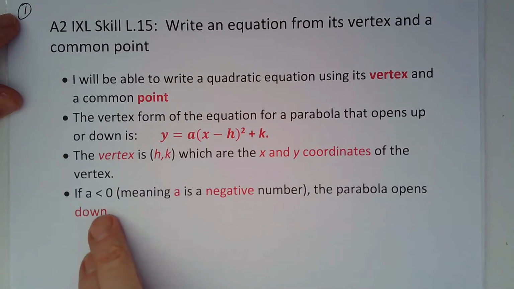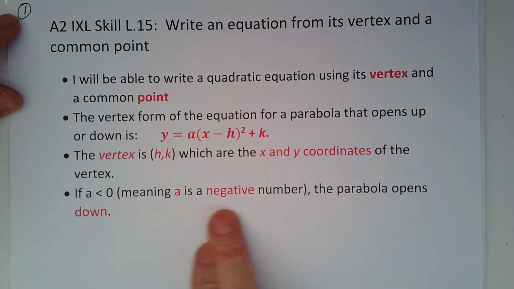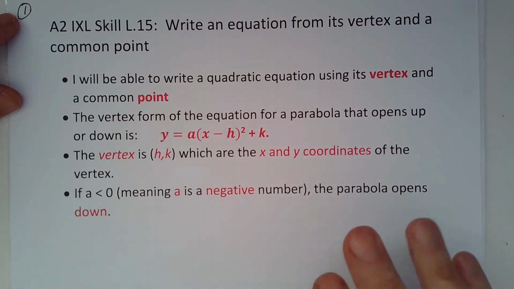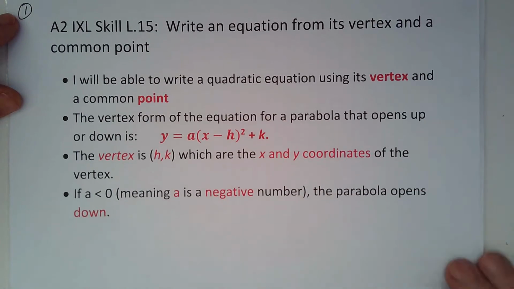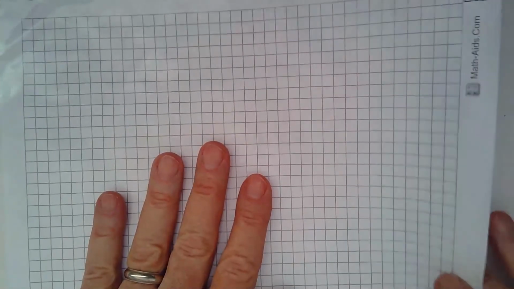Then, if a is less than 0, meaning that a is a negative number, then you will know that the parabola opens down. Obviously, if a is greater than 0, that would mean a is a positive number, and the graph of the equation would open up. I'm not asking you to graph this. I'm asking you to come up with an equation.